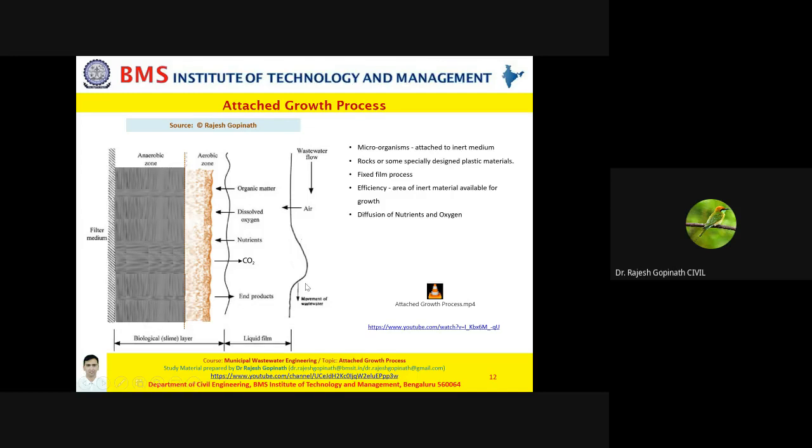Now let's also try to look at these words. We have organic matter, dissolved oxygen, nutrients, carbon dioxide, end products. Look at the direction of the arrows. You find certain arrows going towards the slime layer, that is air, organic matter, dissolved oxygen, nutrients. Now what are the things coming out of the slime layer? Carbon dioxide and the end products. So friends, let me try to explain this to you.